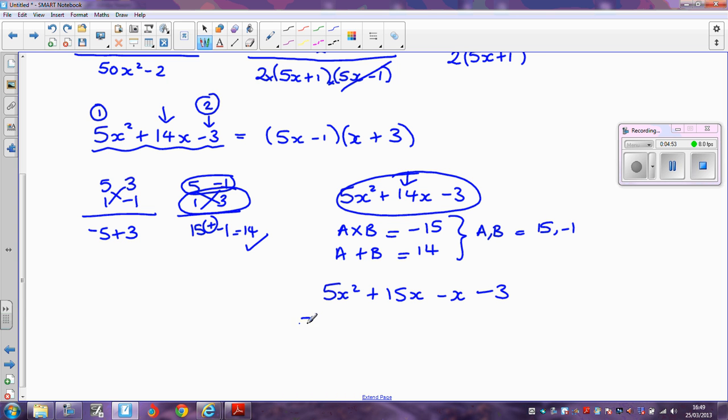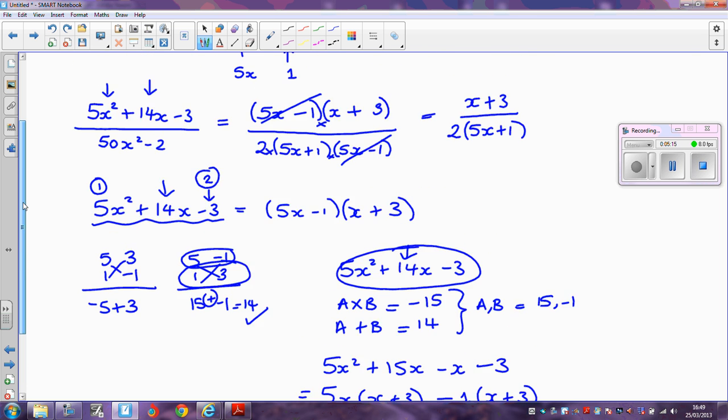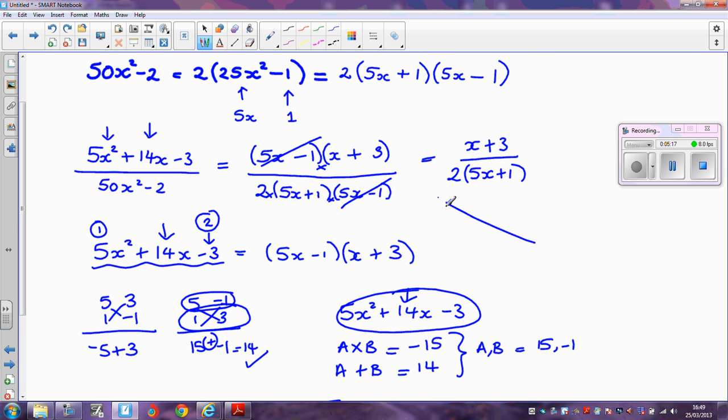And now we factorise these two. So 5x is a common factor, so it's 5x times x plus 3, and then it's also going to be minus 1 times x plus 3. Remember, we're factorising by grouping here, so x plus 3 is a common factor, and we take it out, and we're left with 5x minus 1. So that's another way of factorising the top. Either way, you always end up back at this stage, and that's your final answer.